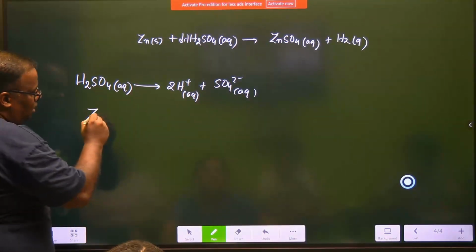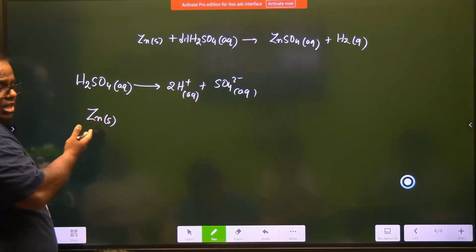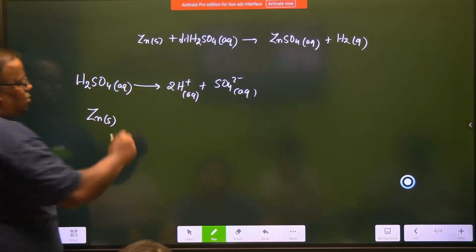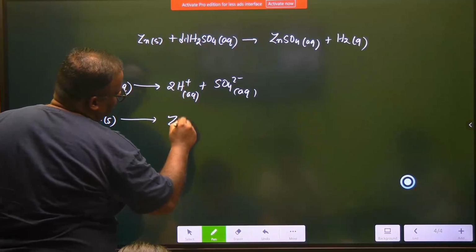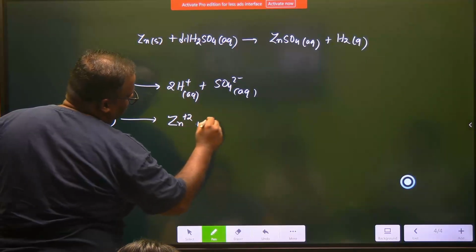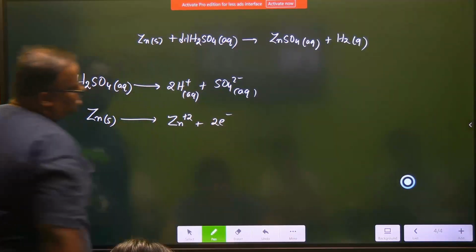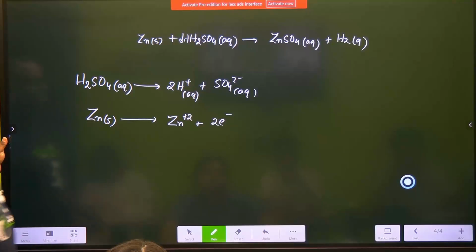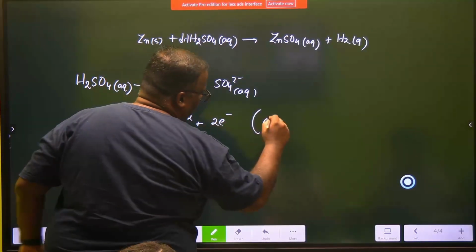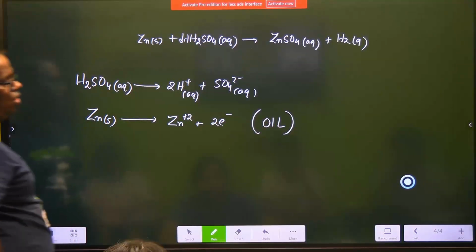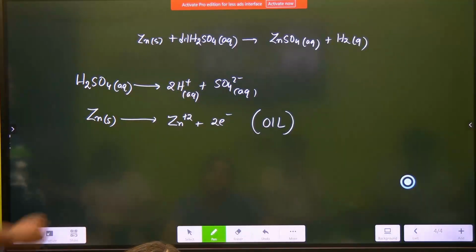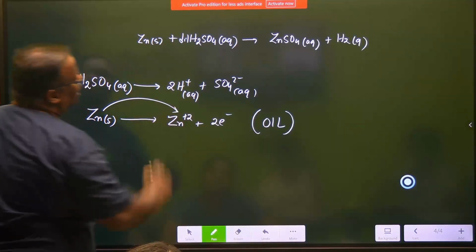Zinc as a metal, you will never get a zinc because it is not inert. Zinc is not inert. So zinc will be available in +2 and it will release 2 electrons. Right? So this is what OIL, oxidation, is loss of electrons. Who is getting oxidized? Zinc is getting oxidized.